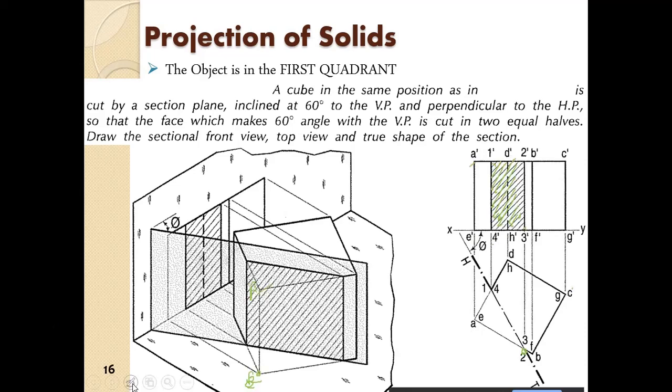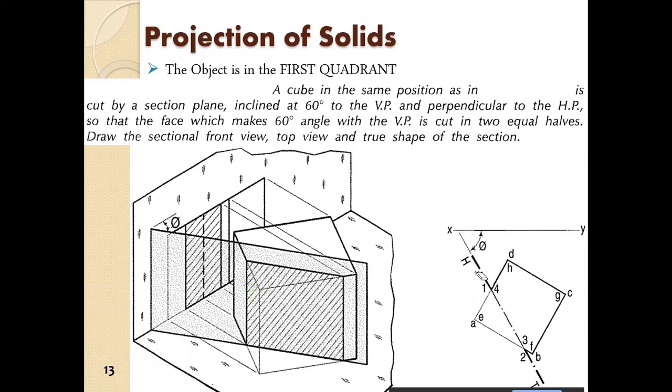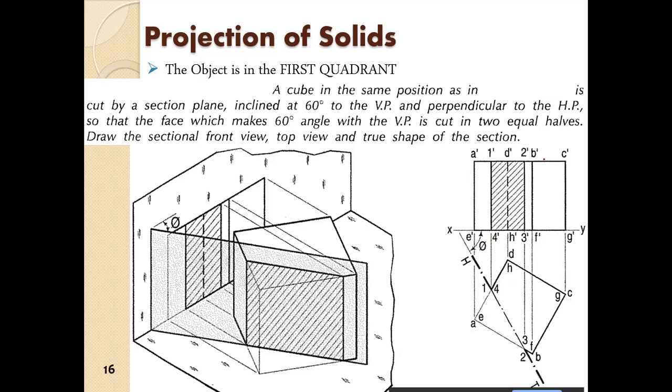So the steps are given here easily. First we start with the top view. Then we draw the intersection plane. Then we project the projectors up. Then we get the front view of the cube first, and then we draw the front view of the intersecting plane.